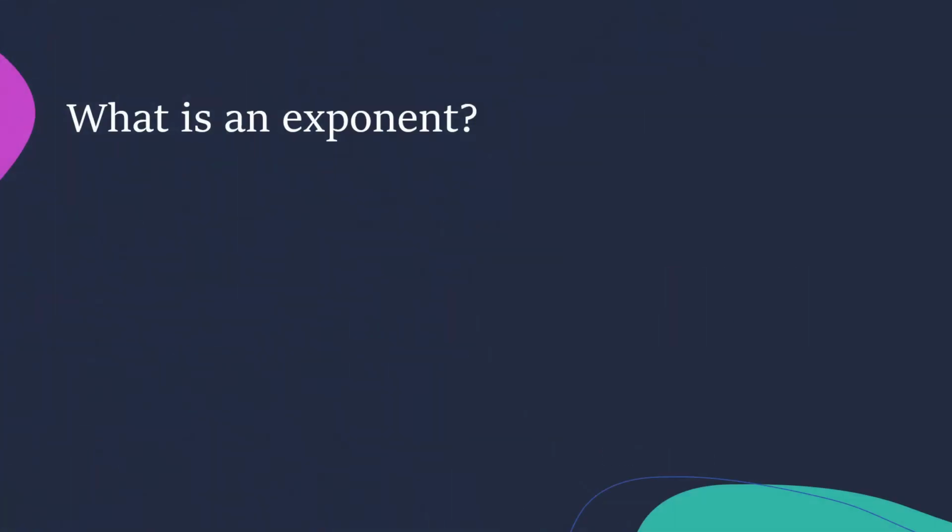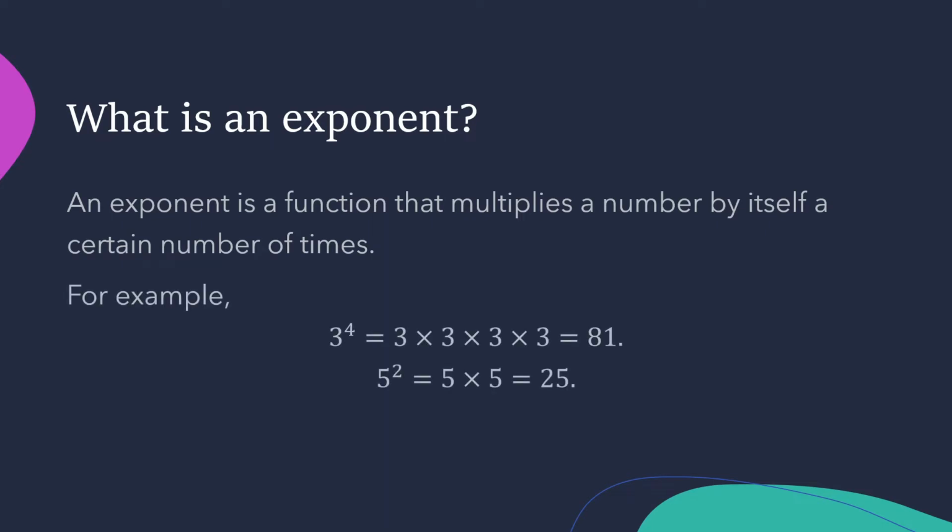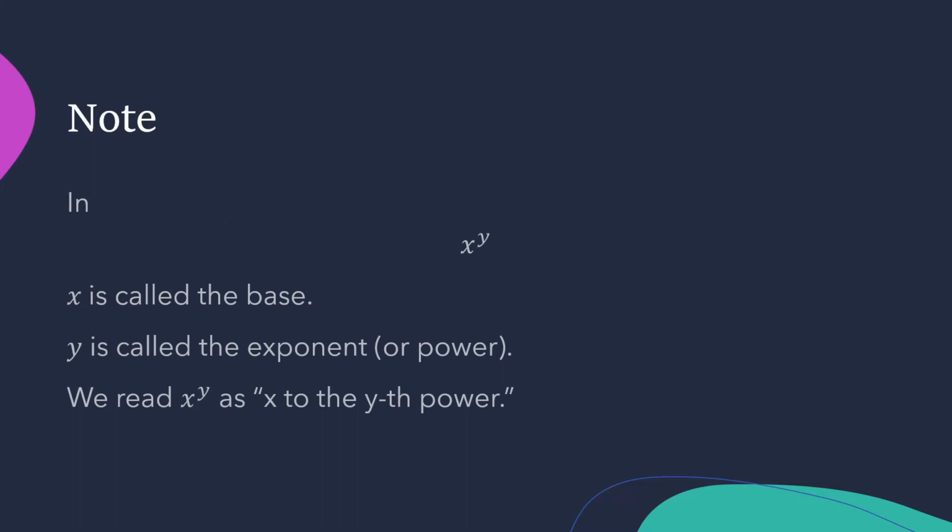First of all, let's clear up the definition of an exponent, which is basically a function that multiplies a number by itself. So like 3 to the fourth is just 3 times 3 times 3 times 3, 3 multiplied by itself 4 times, and 5 squared is 5 times 5. And for terminology, we call x the base and y the exponent in this expression in the middle, and we read it as x to the yth power, and that's just to clear up stuff in the video.